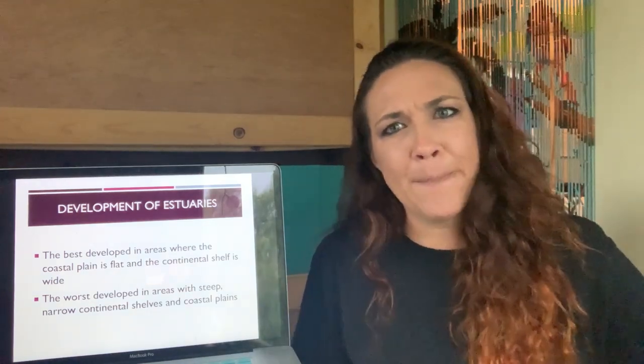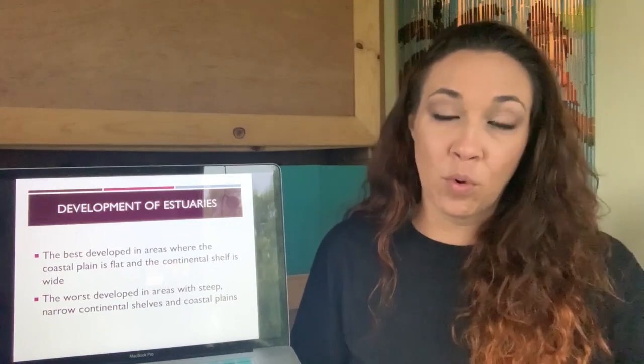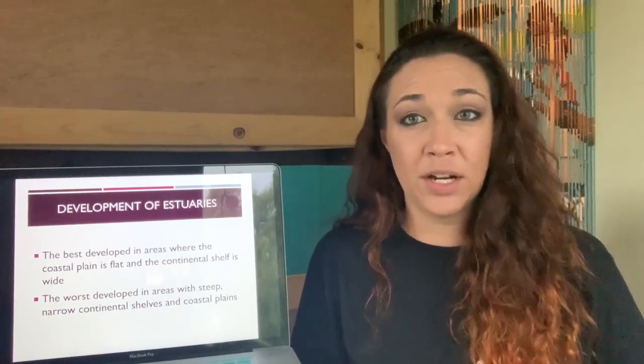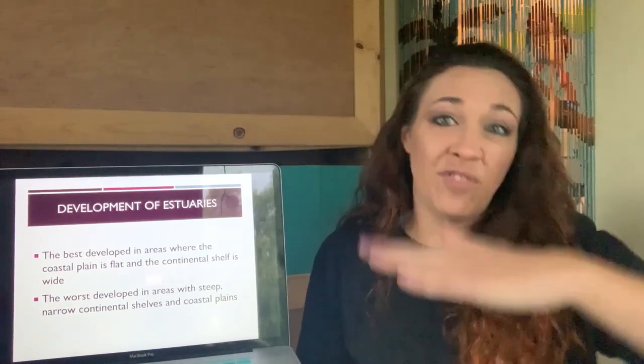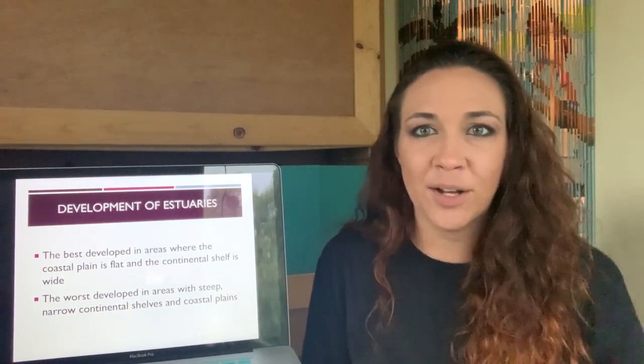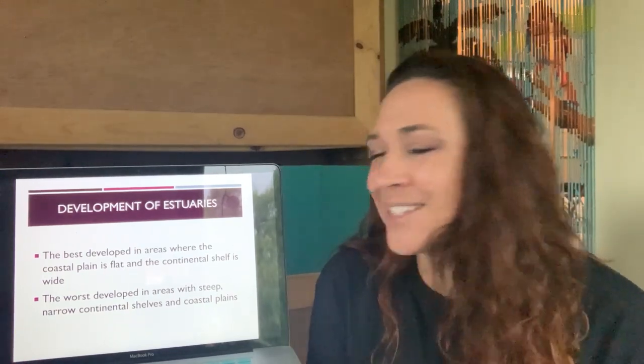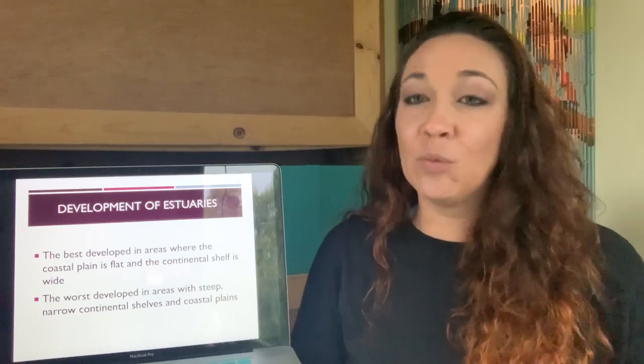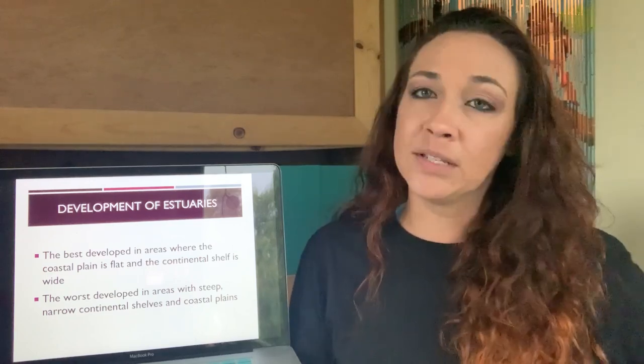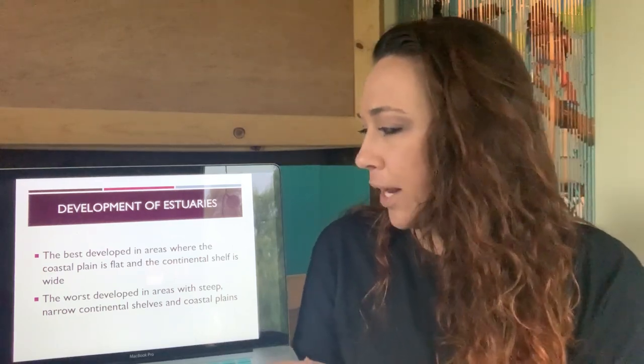All right, so we want a nice long continental shelf, not super steeply sloping. The longer, the wider, the better. That will give us more area that we can actually have that estuary. Because again, too steep, it's not going to work. Too flat, it's not going to work. Certainly uphill, it's not going to work. So again, that's the area that would work best for an estuary, or at least which would probably have an estuary there already.